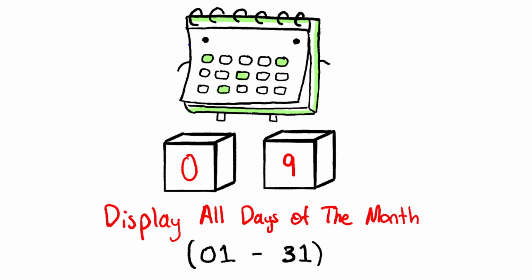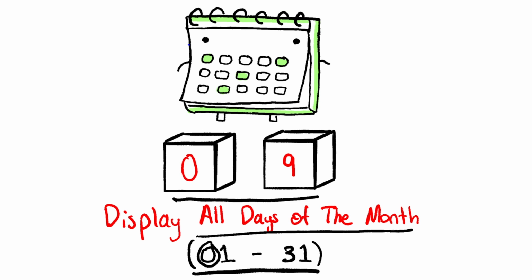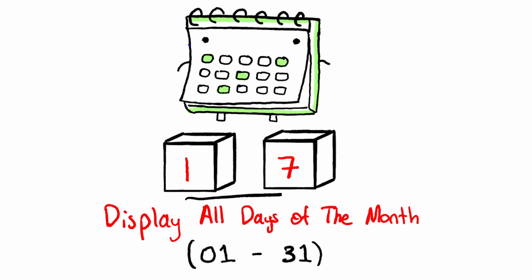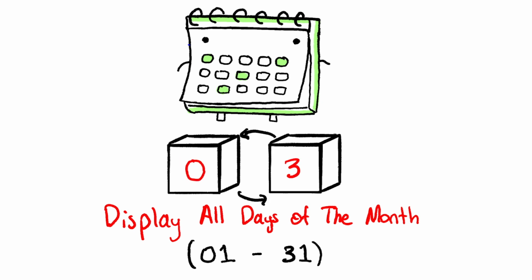He wants his cubes to be able to display all the days of the month, which is 1 through 31, and all the single-digit numbers have a 0 in front. For example, if he wants to display 9, he'll have a 0 and a 9. If he wants to display 17, he'll have a 1 and a 7. And you can also swap the cubes around to display different numbers.